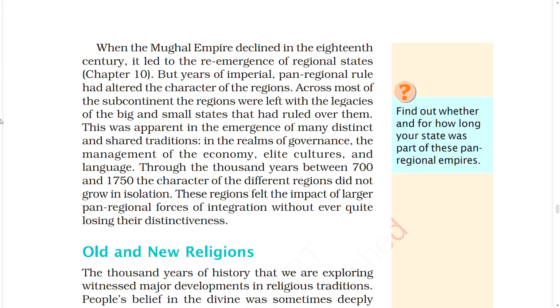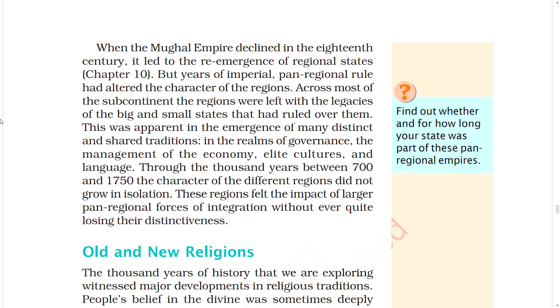When the Mughal Empire declined in the 18th century, it led to the re-emergence of regional states, chapter 10. But years of imperial pan-regional rule had altered the character of the regions. Across most of the subcontinent, the regions were left with the legacies of the big and small states that had ruled over them. This was apparent in the emergence of many distinct and shared traditions in the realms of governance, the management of the economy, elite cultures, and language.